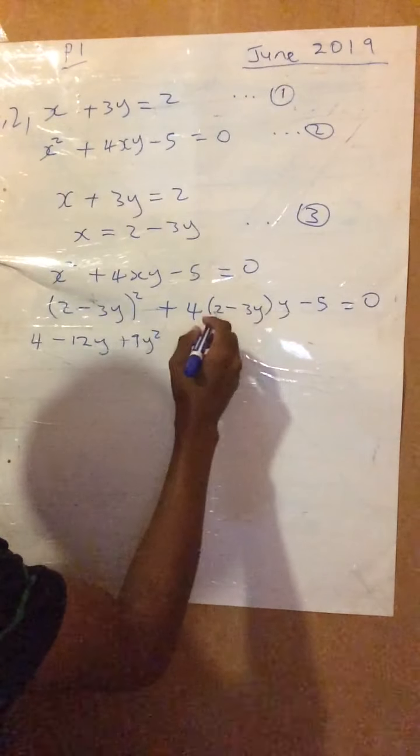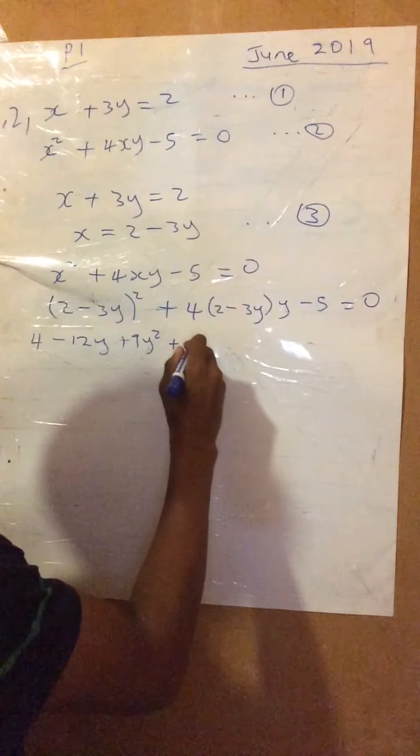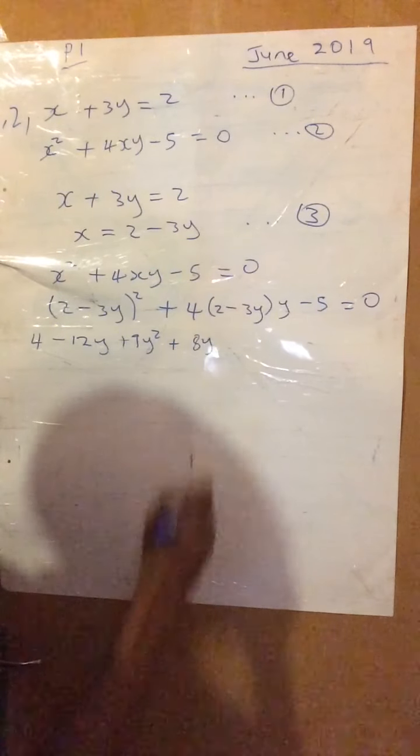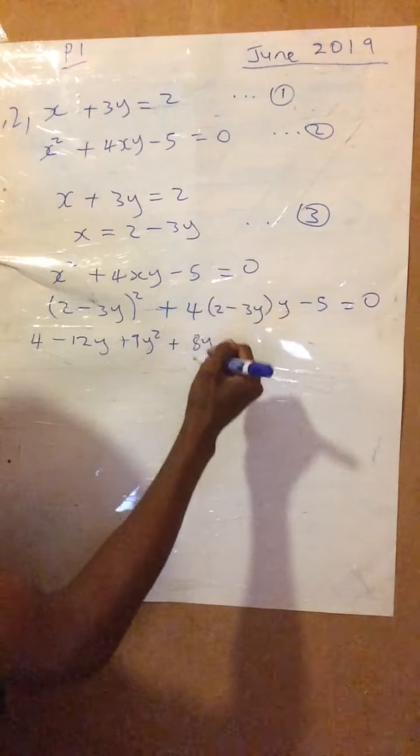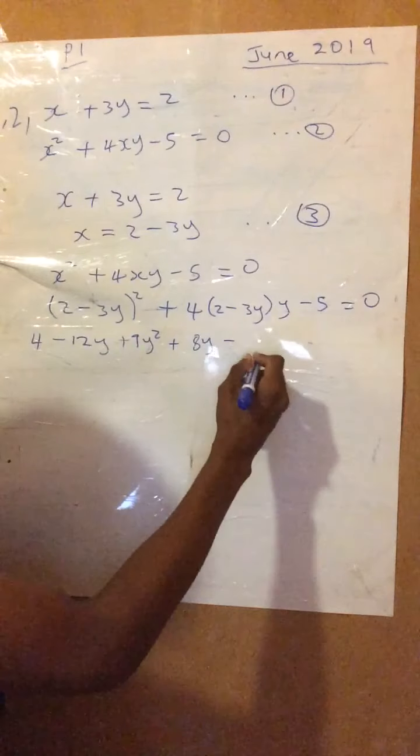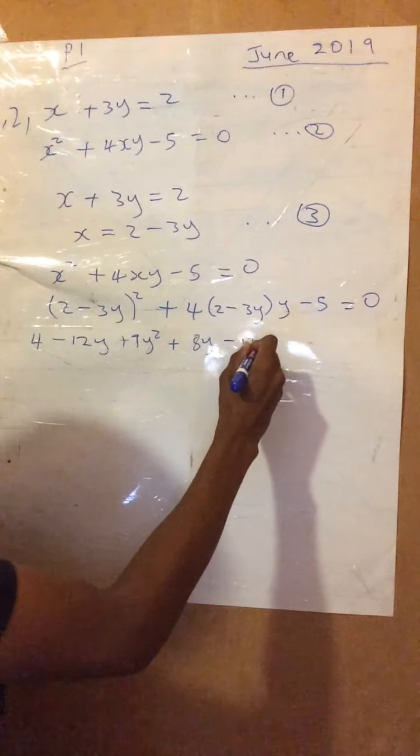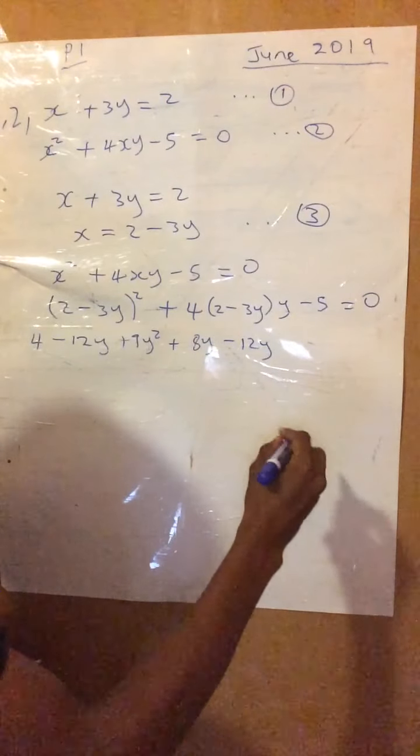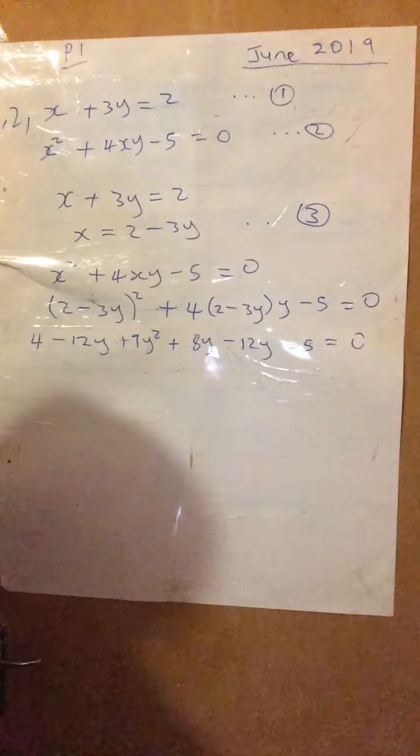Then 4y multiplied by 2 will simply be what? It's 8y, right? Then 4y multiplied by negative 3y, it will definitely be negative 12y, right? Minus 5 equals 0.